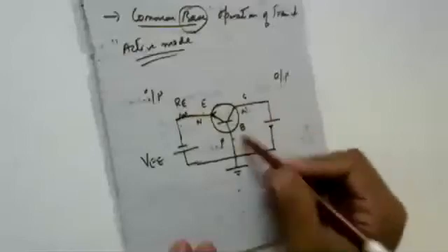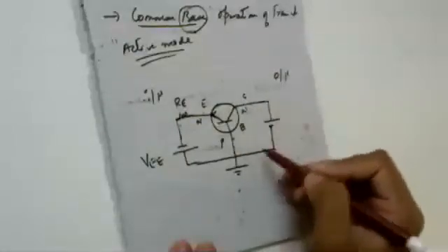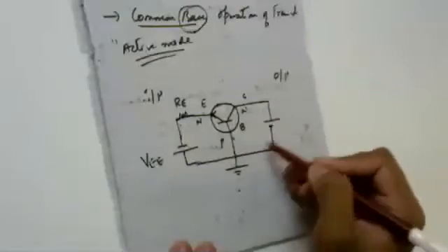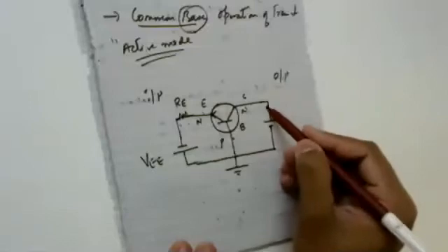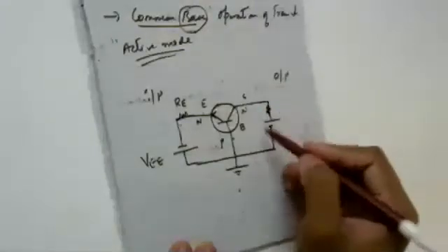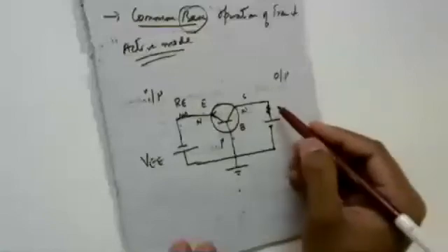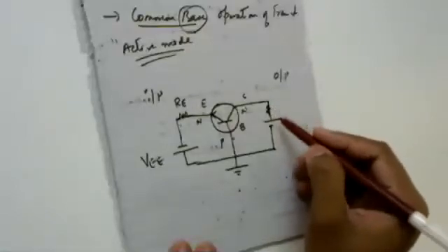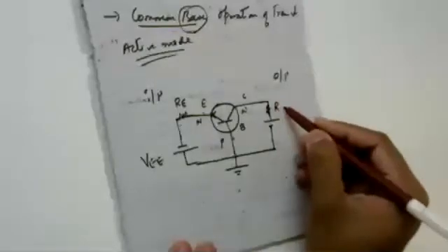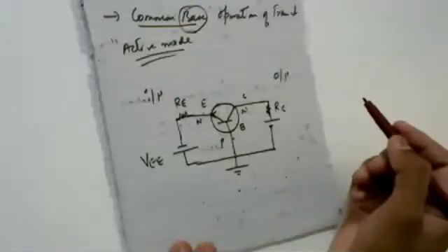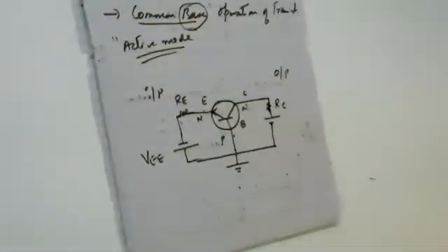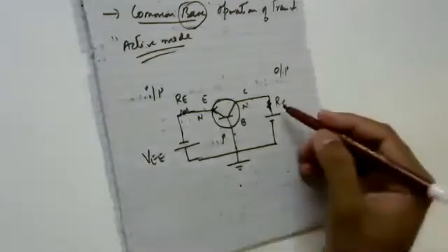Then again, if I don't include any resistance in this loop, the current which flows will be very huge. So in order to limit this current, I'll include one more resistance on this outer loop. This resistance is called RC. Is it clear to you? Okay. So this resistance is RC.